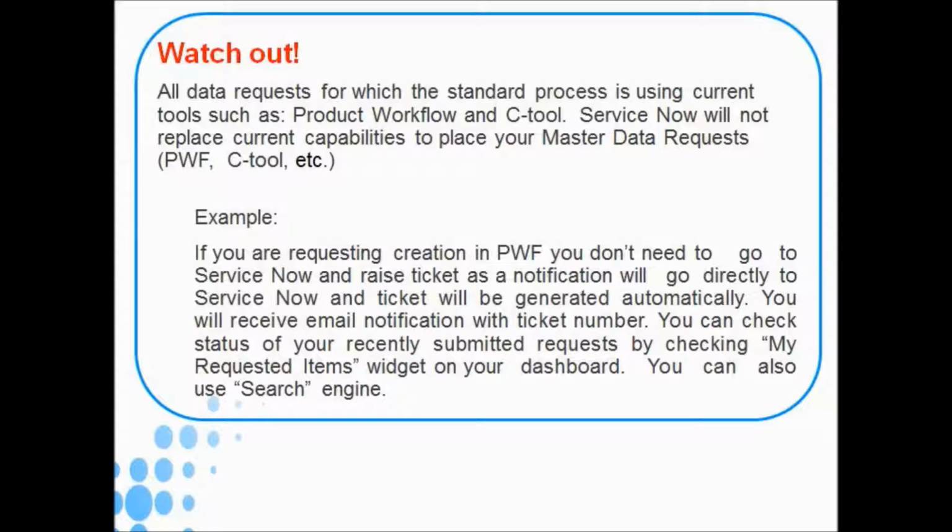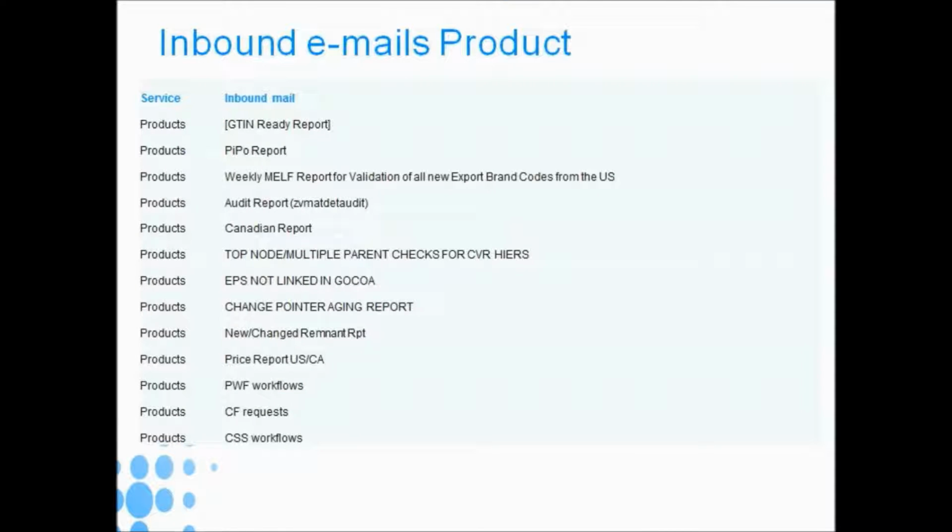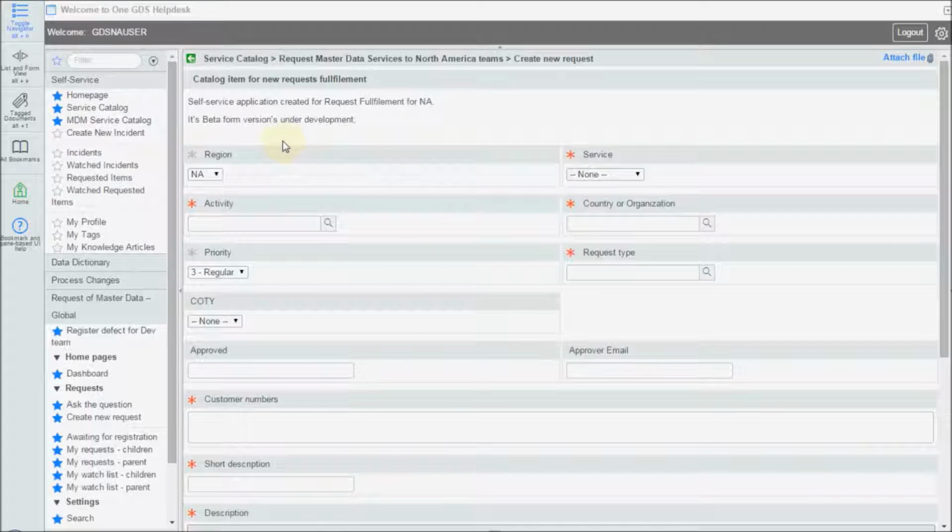You can check the status of your recently submitted request by checking the My Requested Items widget on your dashboard. You can also use the Search Engine. Please find a list of request types that are automatically registered by ServiceNow. After clicking on the Request Data Creation Maintenance button, ServiceNow will display your fulfillment request template.